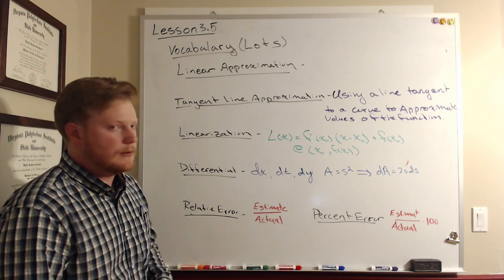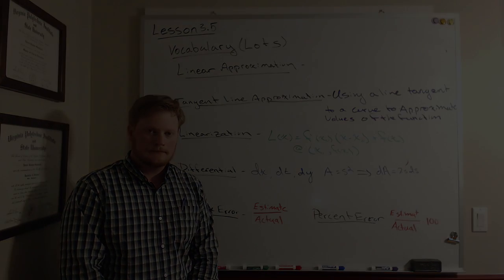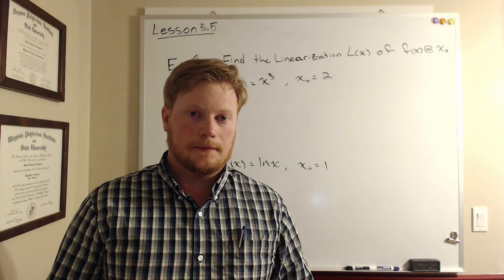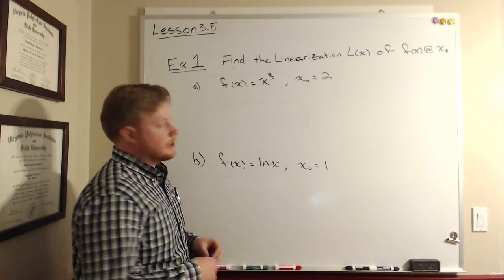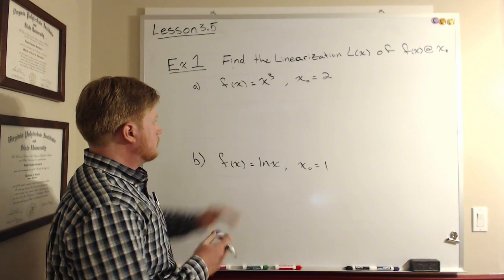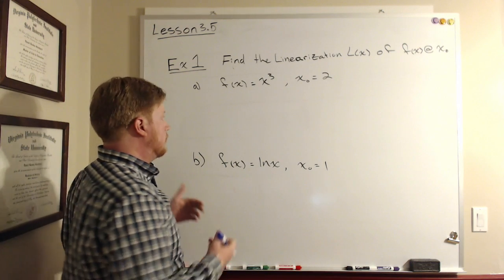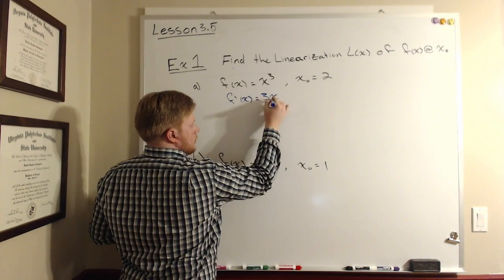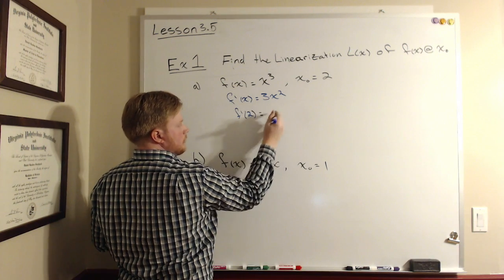All right, so now that we have the vocabulary down, we can get to the meat of the lesson. All right, the examples. For the first example, how do we find the linearization of a function? Find the linearization L of x of some function f of x at a point x naught. So I give you the function, I give you the point. First thing we need to do is find the slope of the tangent line at that point. So f prime of x equals 3x squared, and f prime of 2 is 12.